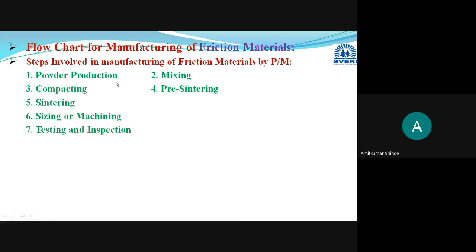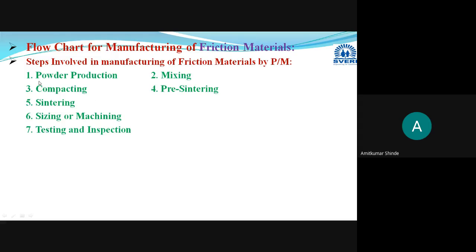First stage will be powder production, second stage will be mixing or blending, then compacting or pressing, then pre-sintering. If oil is added, you can mention here, if oil is added, then pre-sintering is done. Then the final sintering process will be there at 800 degrees Celsius for 4 to 6 hours. Then sizing or machining, and after that testing and inspection process will be there.